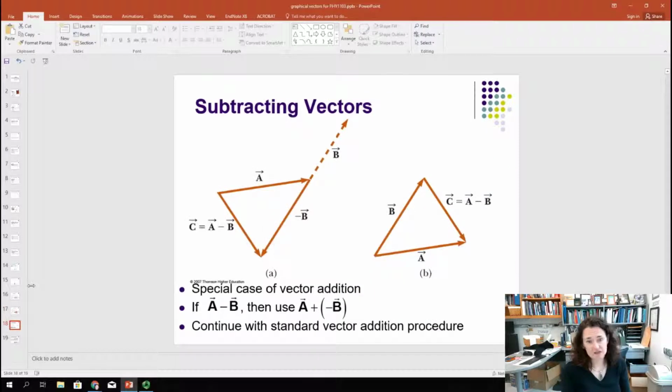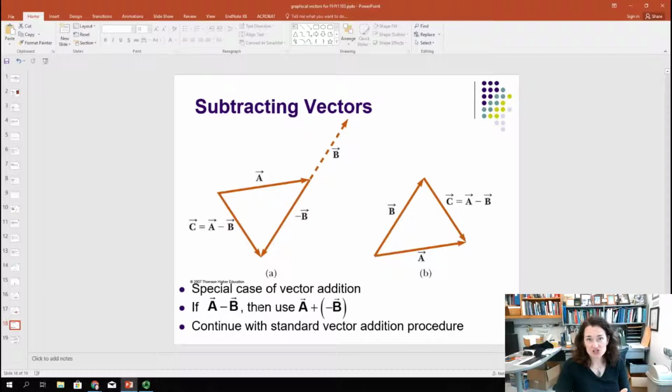Now, subtracting vectors is a special case of vector addition. If you're doing A minus B, then you can do A plus negative B. It's important to realize that subtracting vectors isn't the same as adding them. In other words, there's no commutative property of subtraction. Even with scalars, 4 minus 3 doesn't equal 3 minus 4. Same thing for vectors. So when you're subtracting vectors, it's important to keep the order the same.